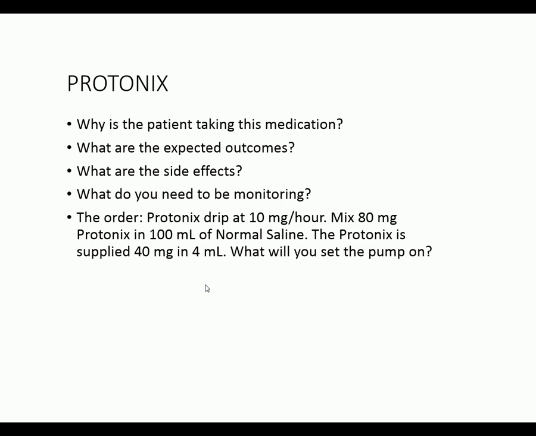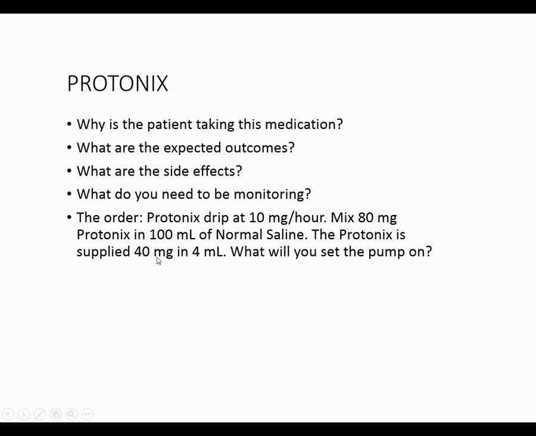Now let's do protonix. The order reads protonix drip at 10 milligrams per hour. This is a little different. Mix 80 milligrams of protonix in 100 milliliters normal saline. The protonix is supplied 40 milligrams in 4 milliliters. What are you going to set your pump on? Let's look at this one, because first it's kind of different because you have to dilute this yourself, right? You're going to have to mix it yourself.